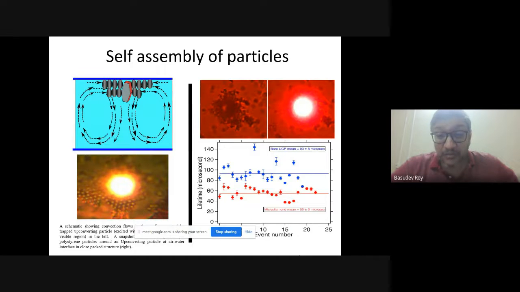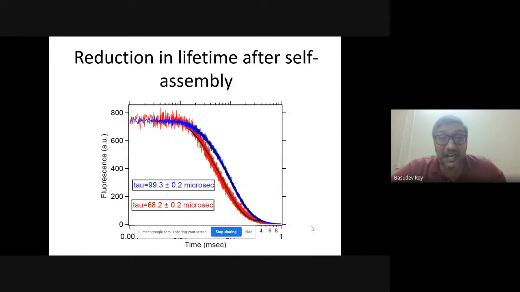And so moving on, this is the kind of reduction in the lifetime after self-assembly. The blue curve is without the NV centers or the diamonds. The red curve is with the diamonds. You can clearly see there's a kind of a reduction in this particular lifetime. This is a typical lifetime that I showed. So it's a kind of a FRET process that we are showing here. So this is a new way of looking at these quantum systems. Actually, it's a kind of a new system, you can say.